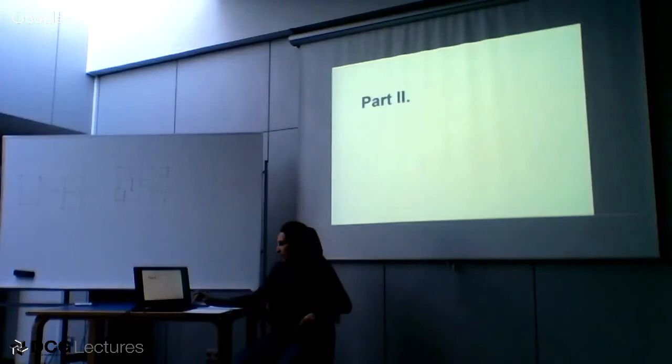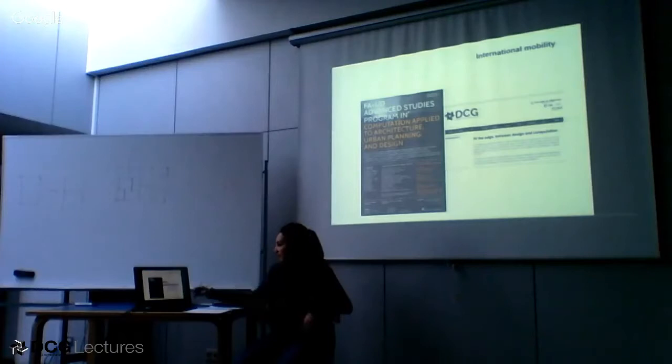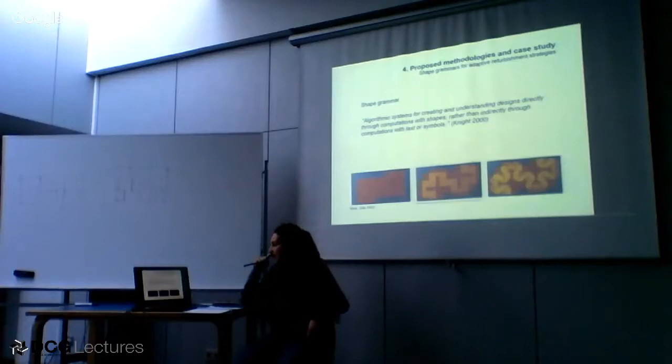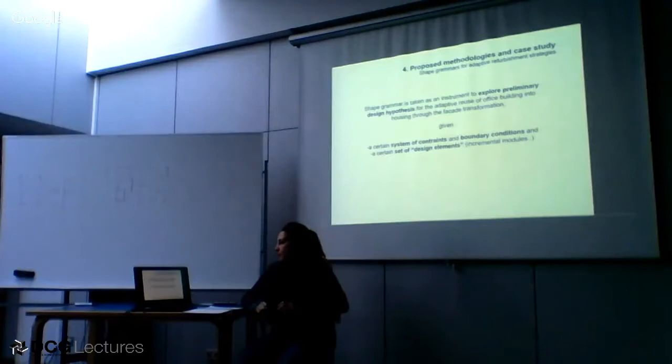Now, the second part starts from here, so from my mobility here. So I jumped into shape grammars, and I thought that could be a good methodology for my purposes, so for the adaptive refurbishment of buildings. In particular, I take shape grammars as an instrument to explore preliminary design hypotheses for the adaptive reuse of an office building into housing through the transformation of the facade, given a certain system of constraints and boundary conditions that are both linked to the building itself and to urbanistic regulation, and so the urban context around the building, and a certain set of design elements that are my incremental models.